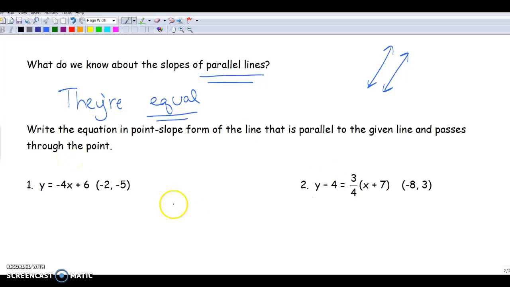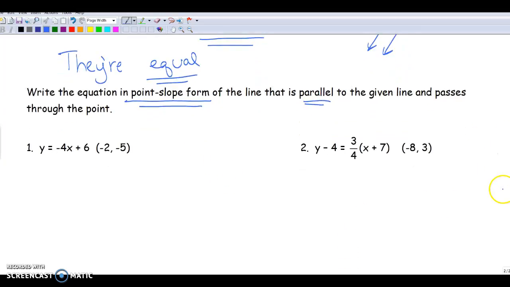So here's what's going to happen with these problems. It says write the equation in point-slope form, so we know what form it's in, of the line that is parallel to the given line and passes through the point. So we've got this line here. All right, if we were to graph this line, it would look something like this. We want to come up with a line that's parallel to this one that goes through this point. And you won't have to actually graph it. But if we looked at where -2, -5 is, we want to come up with the equation of the line that goes through this point. So obviously our line would end up looking something like this. We want the equation of that line.